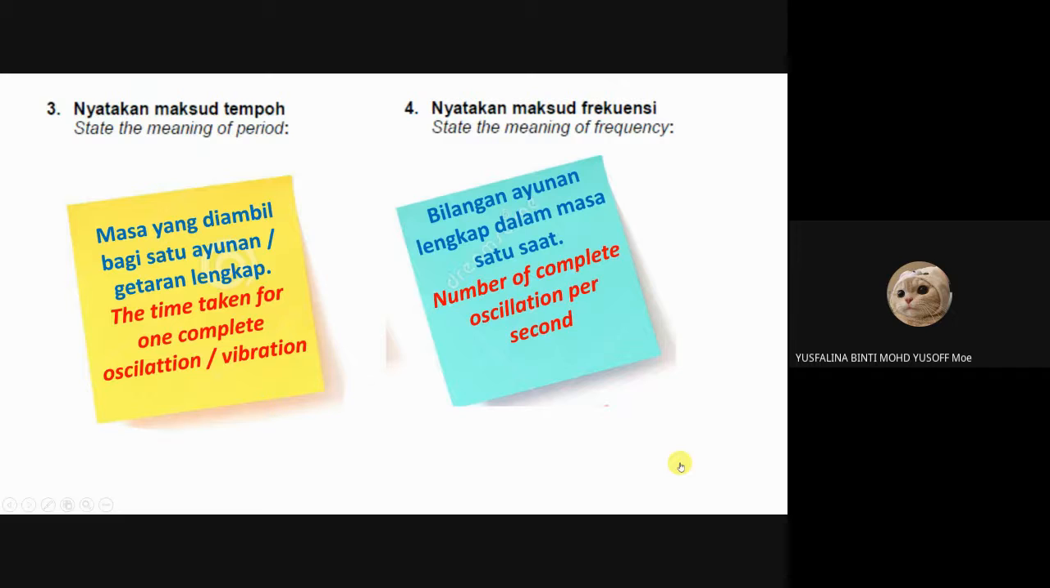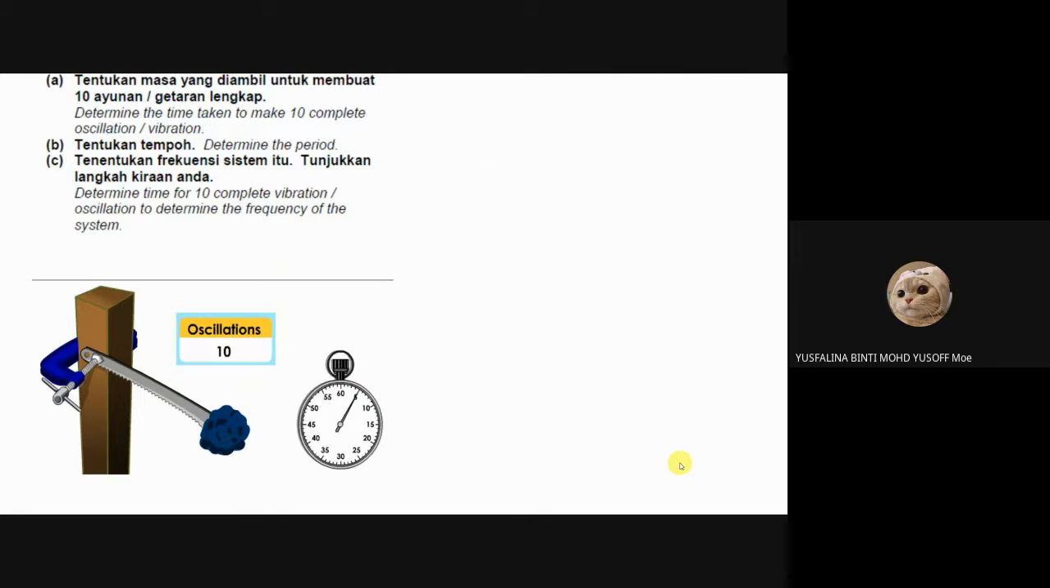So state the meaning of period: the time taken for one complete oscillation. What does it mean by frequency? Frequency is the number of complete oscillations per second. So this is the meaning of period and also frequency. For this question, I want you to try first. You have to find the time taken to make 10 complete oscillations, for A, B, and C.